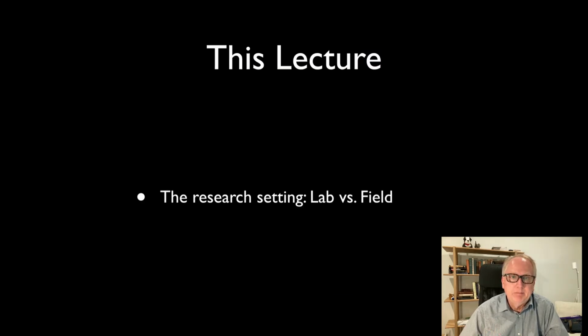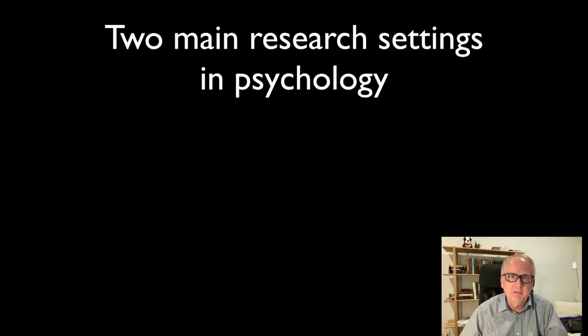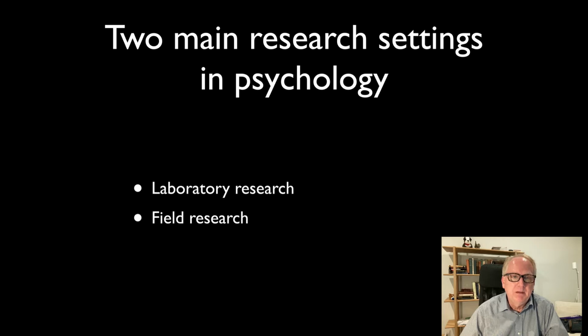So, like I said, it's really important that we talk a lot about how to design a study properly. The first thing I want to do in this lecture is talk a little bit about the research setting, doing it in the lab versus the field. And then we'll talk about specific kinds of studies that could be done in the lab versus the field. There are two main research settings in psychology. The first is a laboratory setting, and the second is the field.